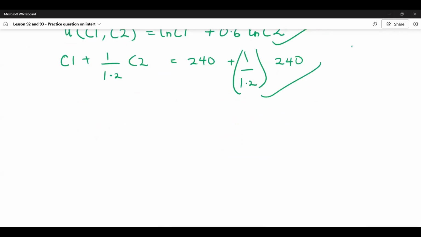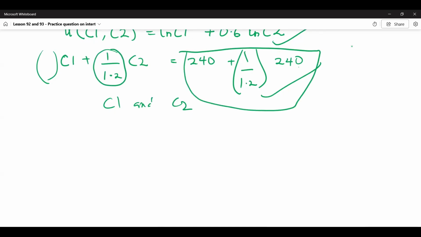So if we treat the consumer's optimization problem exactly as if it were two goods, C1 and C2, then given the intertemporal budget constraint, the price of C1 is going to be equal to 1. So we can assume that there's a 1 here that is invisible, and then the price of C2 is going to be 1 divided by 1.2.